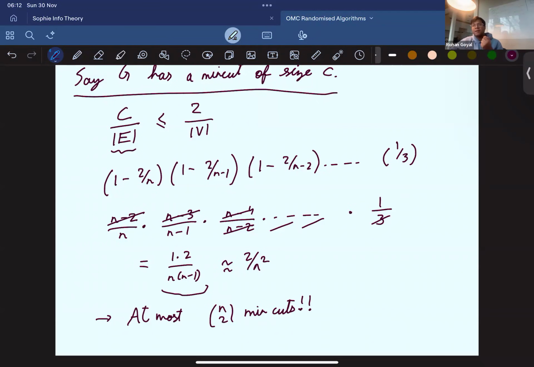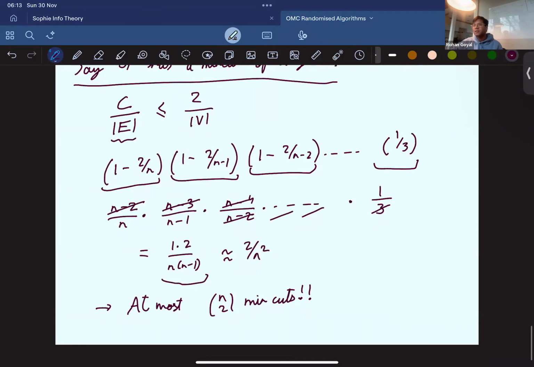So I'm saying that for any given min cut, there's a probability of at least 1 over n choose 2 of finding it by this algorithm. No, it's the probability of not finding it. The probability of finding it. This was the probability of succeeding in the first step and succeeding in the second step and succeeding in the third step and succeeding in every step. So there's a 1 over n choose 2 probability of finding any given min cut. But that means that there can be at most n choose 2 min cuts anyway, because each min cut has a probability of 1 over n choose 2 of being found, and you can't find more than one by running this algorithm once.